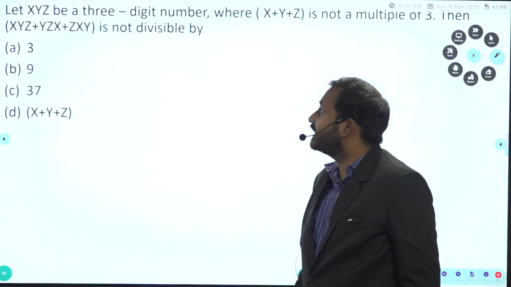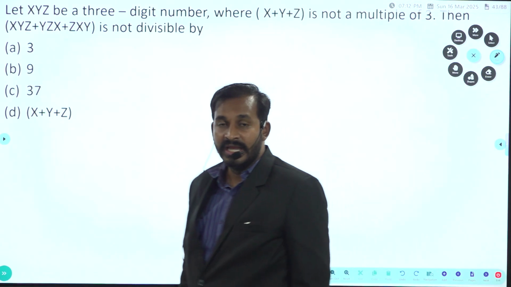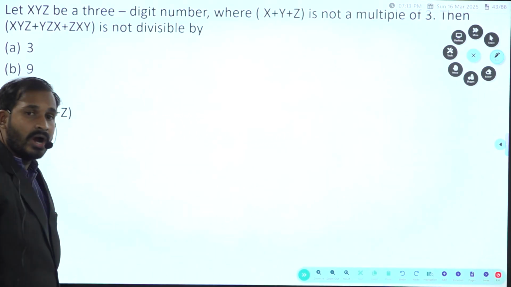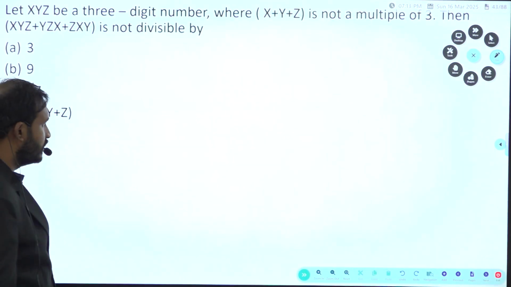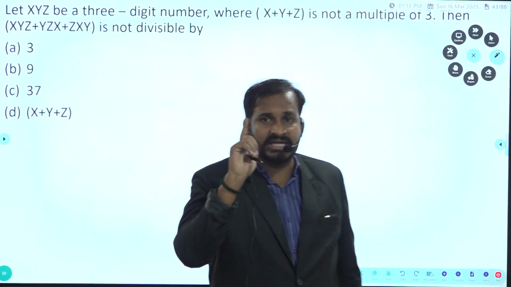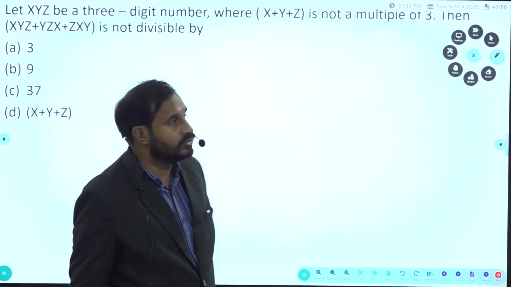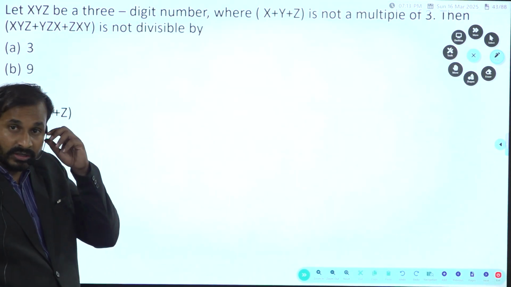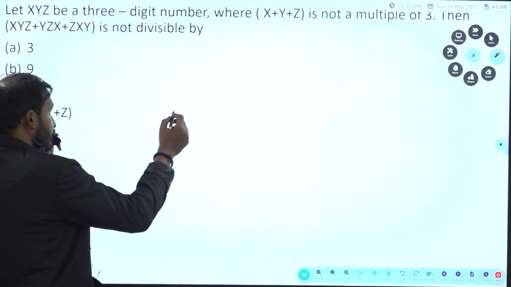Right, next one. Let xyz be a 3-digit number where x plus y... See students, how you assume a 3-digit number or 2-digit number is very, very important. Why? Because every time they ask at least one question from this area. You should know this one very well.